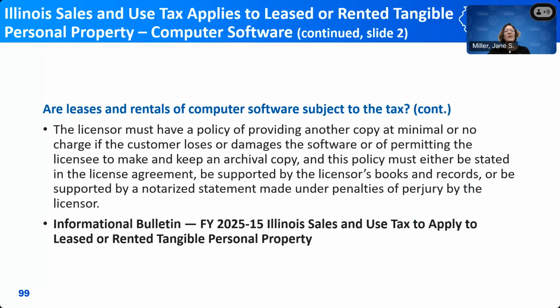The licensor must have a policy of providing another copy at minimal or no charge if the customer loses or damages the software, and of permitting the licensee to make and keep an archival copy. And this policy must either be stated in the license agreement, be supported by the licensor's books and records, or be supported by a notarized statement made under penalties of perjury by the licensor.